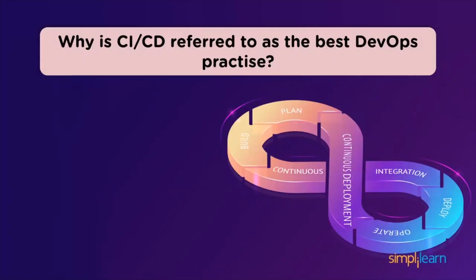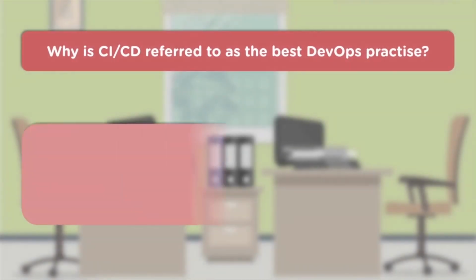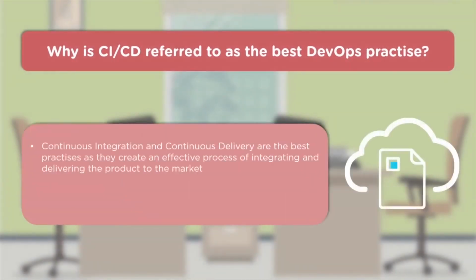Now let's talk about why, at the industry and market level, CI/CD is considered one of the best practices. What is the reason behind that? Why are those known as the best development and DevOps practices? Continuous integration and continuous delivery are the best practices as they create an effective process.